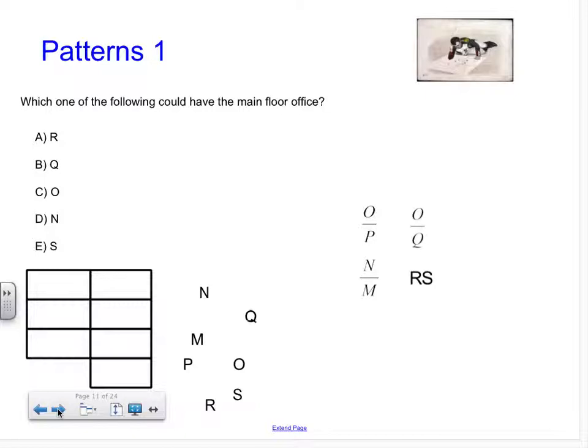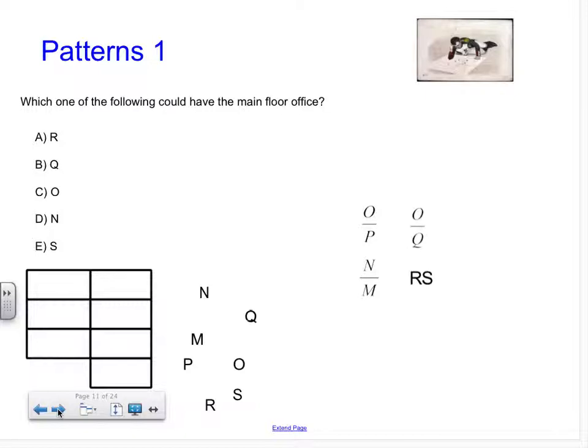Let's take a moment to read through the following question together. Which one of the following could have the main floor office? So for A, we have R. B, we have Q. C, we have O. D, we have N. And E, we have S. So let's try it step by step.